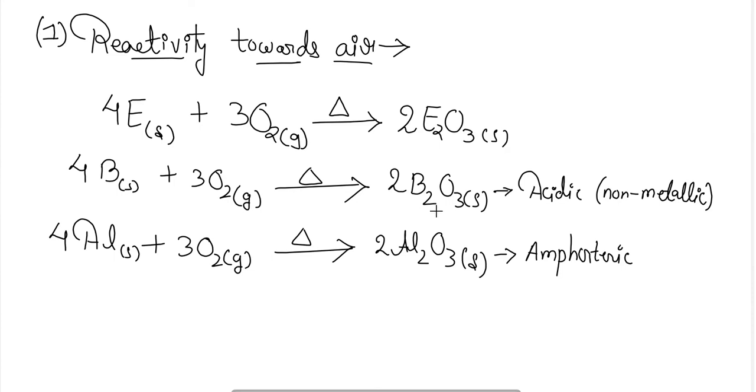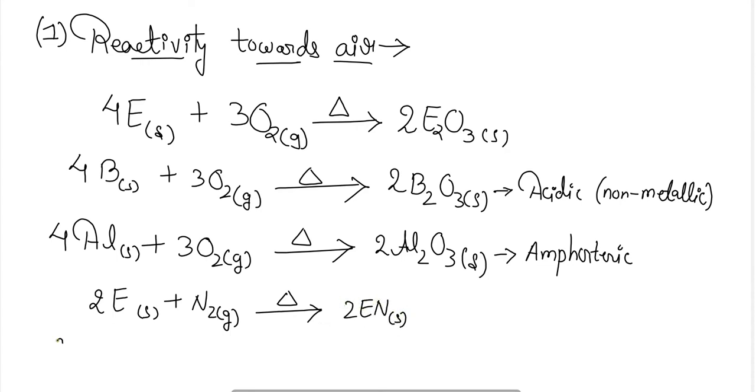For nitrides, when the group 13 elements react with the nitrogen gas of the air, they form 2E solid plus N2 gas, which on heating gives 2EN.